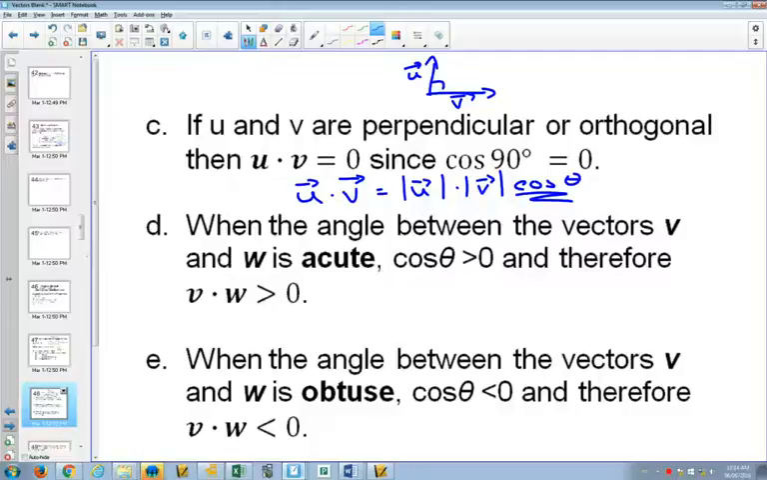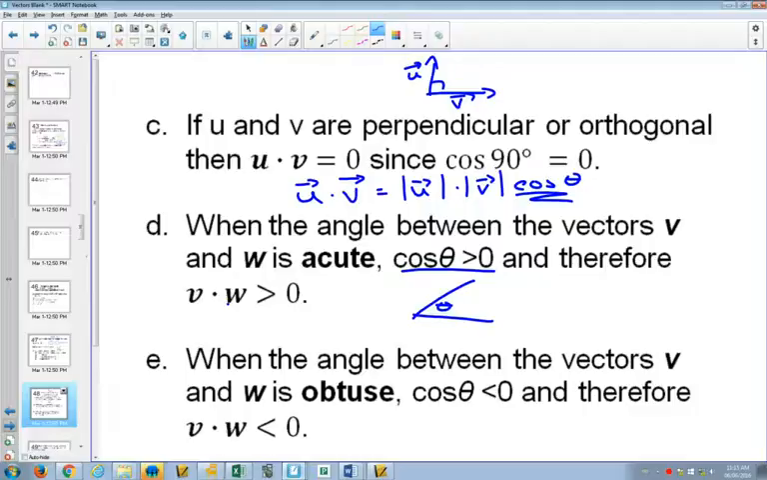Now, if the angle between them is between 0 and 90 degrees, or acute, so in other words, if this angle theta is between 0 and 90 degrees, well, then cos of theta would always be positive, because cos of theta between 0 and 90 degrees, quadrant 1, is always positive. So if your dot product is positive, then you know the angle between them is between 0 and 90 degrees.